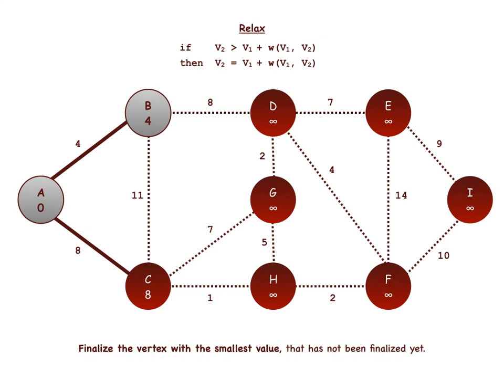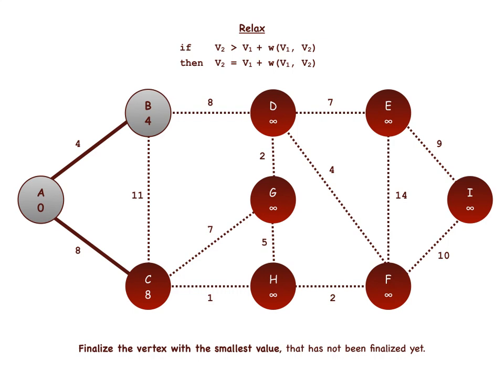going to finalize it. Now, why do I feel comfortable finalizing B right now, even though we're clearly not finished? Well, take a look at the graph. Any other path to B would clearly have to go through C. And we already know the weight of the edge connecting A and C. It's 8. Also, when we use Dijkstra's algorithm, we assume that there are no negative edges. If your graph contains negative edges, then do not use Dijkstra's algorithm. The algorithm will not work.